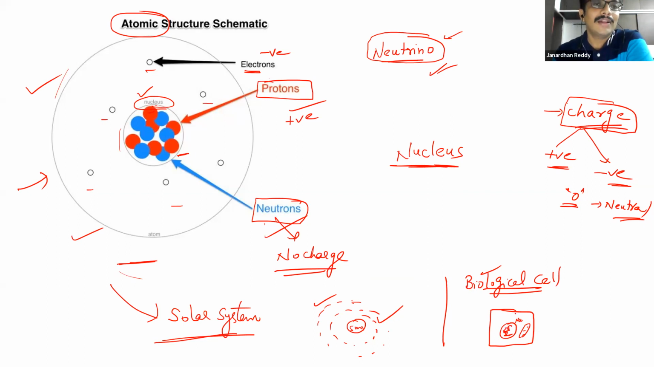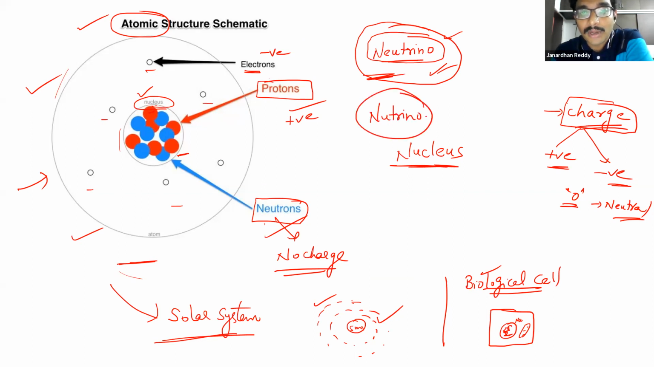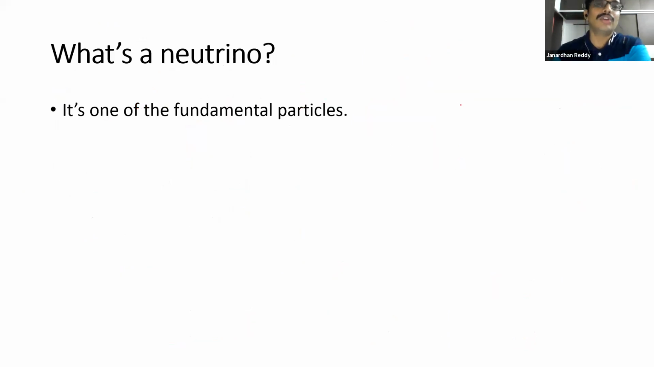Anyway, if we come back to the basic atomic structure: nucleus, protons, neutrons, and electrons. This is a general thing. But apart from this, today's topic is not the neutron or the nucleus. It is the neutrino. What is this neutrino? That is the point of discussion for us today. This is not a neutron, not an electron, not a proton. This is a new particle which we are going to study. So what is a neutrino?